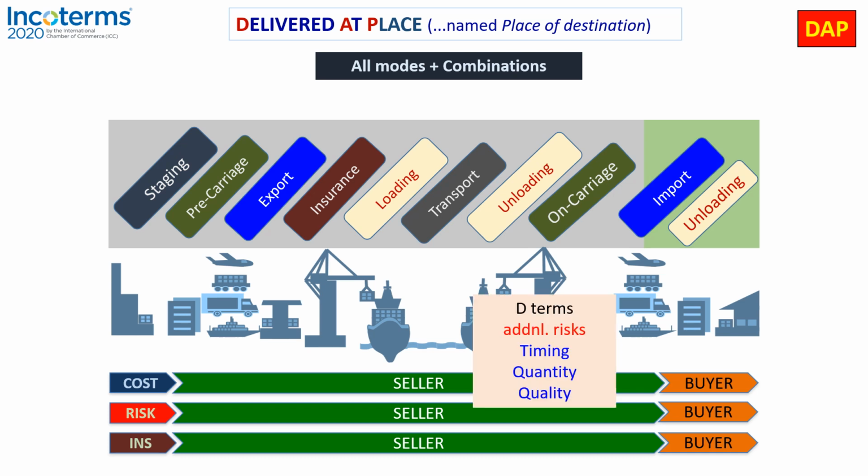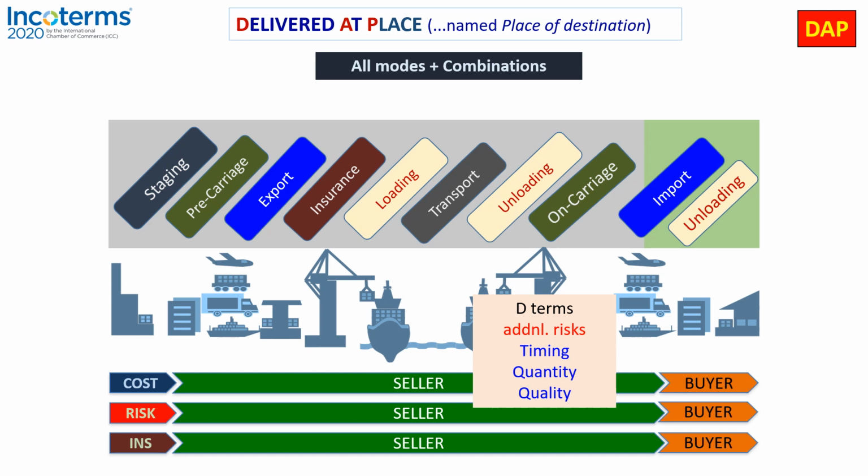So what has to be borne in mind here is that in D terms, there are additional risks for the seller. There are risks with respect to timing of arrival of the cargo. There are risks with respect to quantity and quality of cargo. Many traders are not aware that once they are doing a sale on D terms, they are liable for timing or even quantity based on arrival.